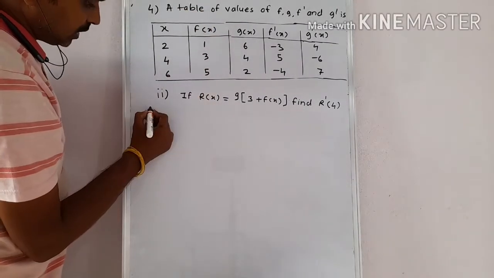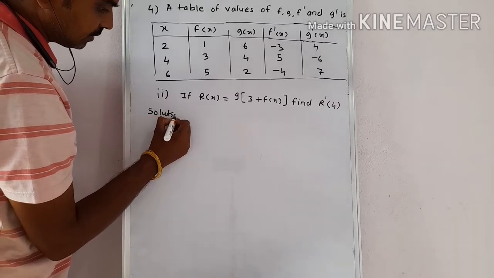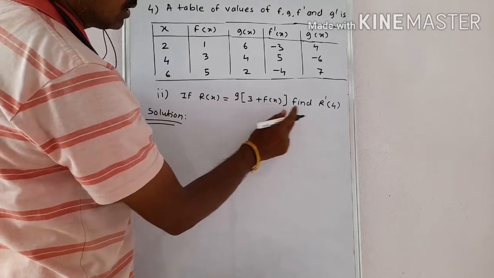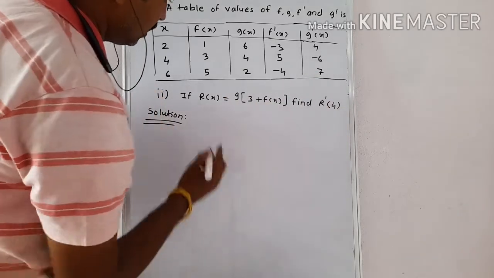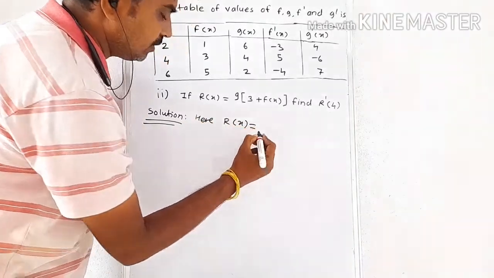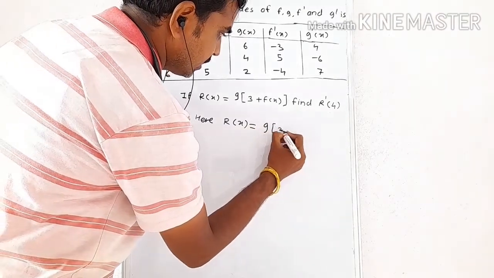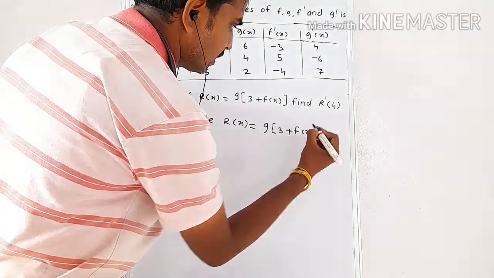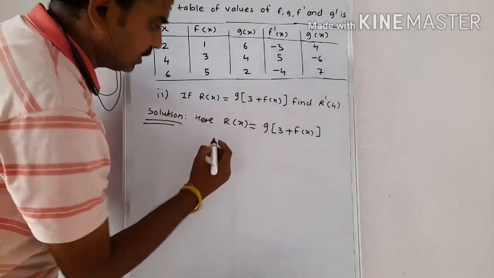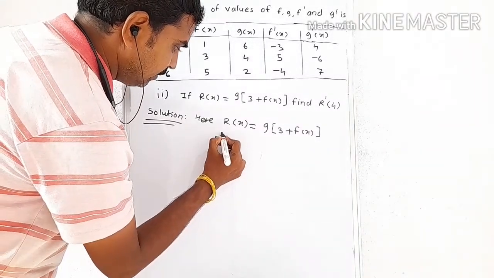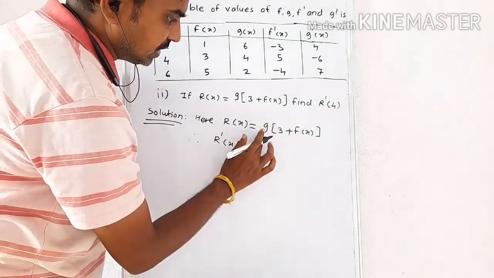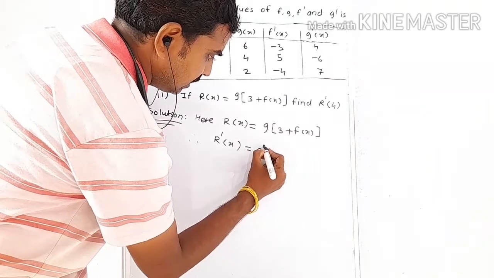Now, in fourth example, our second example is, if r of x equal to g of 3 plus f of x, we want to find here r dash of 4. In similar manner, we have to calculate here solution of second example. First, we have to write r of x as it is, g of 3 plus f of x. Now, we want to calculate functional value of derivative of r of x. Therefore, first we have to differentiate r of x. We get r dash of x as, first we have to differentiate g, this function. The derivative of g is g dash.